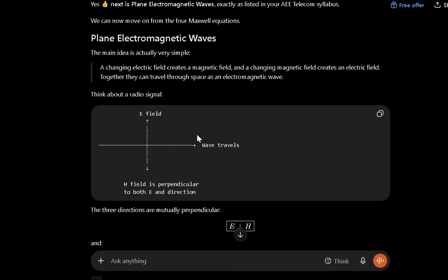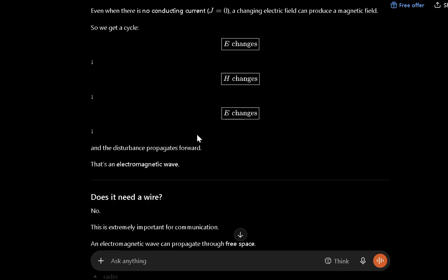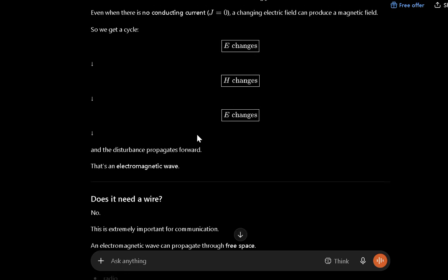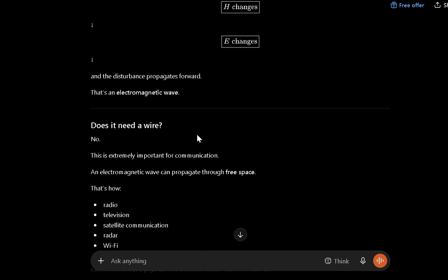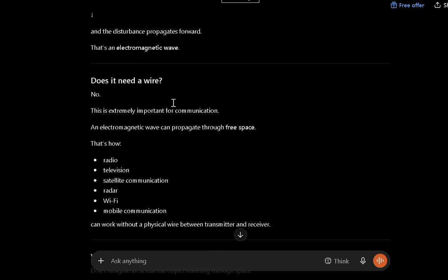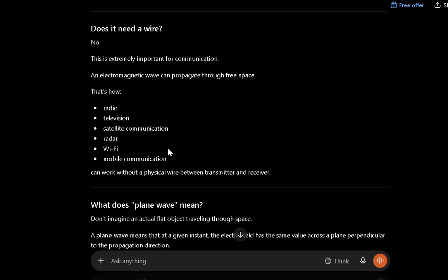These are called plane electromagnetic waves. Is it needed? Yes, this is extremely important for communication. An electromagnetic wave can propagate through free space. That's how radio, television, satellite communication, radar, data and mobile communication can work without a physical link between transmitter and receiver.